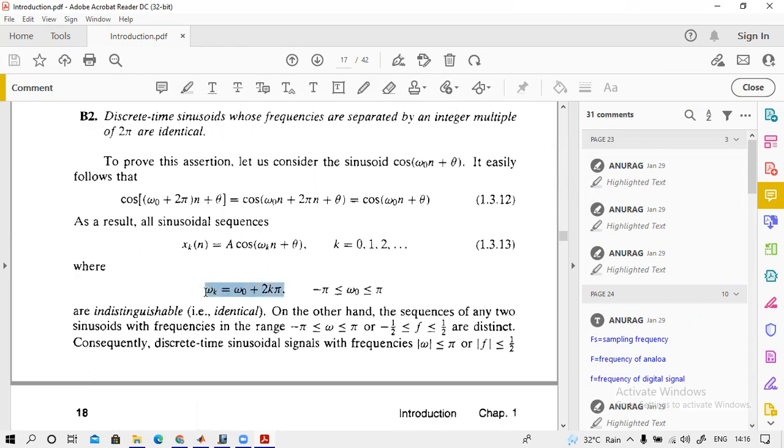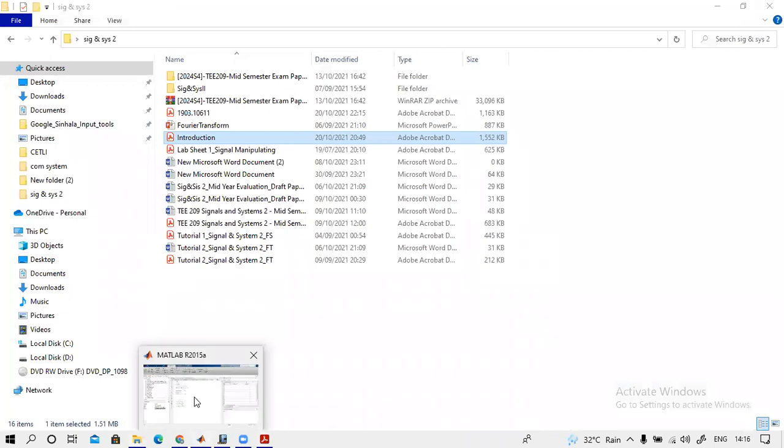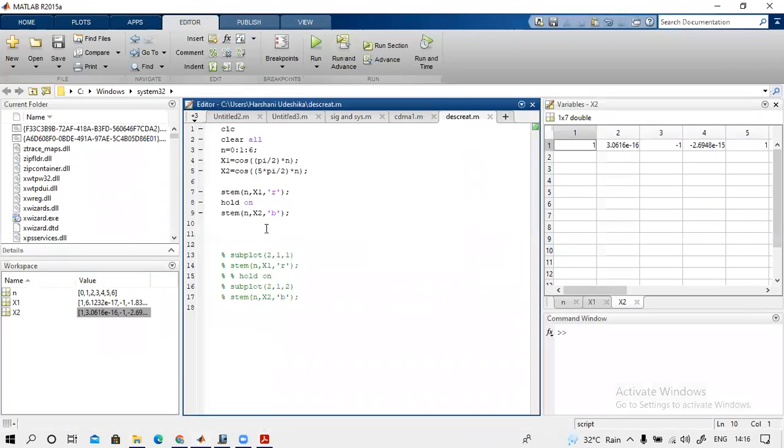Okay, no condition is okay. Omega naught to 5. Okay, so K is 2K5. X1, 0, 1 to 6.